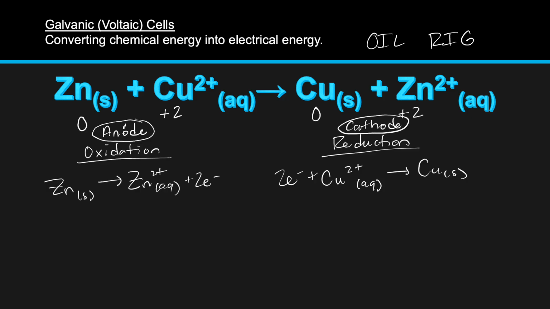So just from that equation there, we can figure out what's being oxidized, what's being reduced. We can figure out the half reactions that are going to be occurring in each half cell, and we can tell what electrode that is happening at. And we know that the oxidation of zinc is happening at the anode, and the reduction of copper is happening at the cathode.